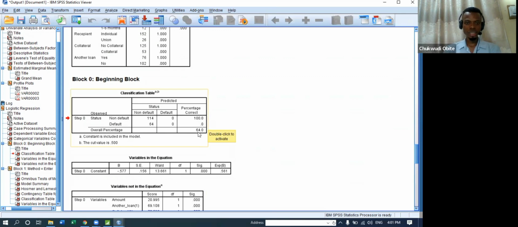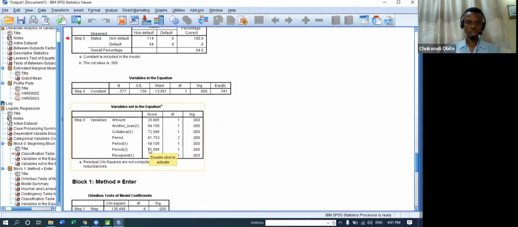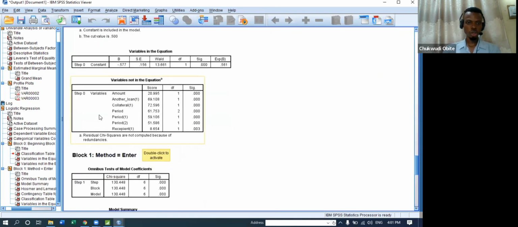So now we are expecting that the accuracy of the model, when we include all the variables, should be higher than 64. So this table means what? Only the constant is in the model. Look at it again. Variable in the equation. The only variable we have here is what? The constant. Variables not in the equation. None of them were included.